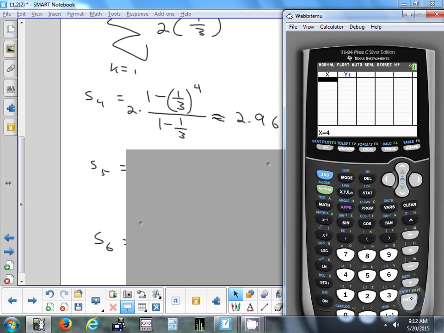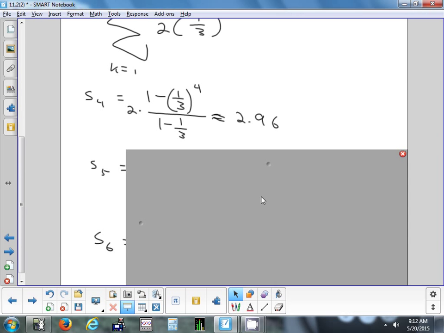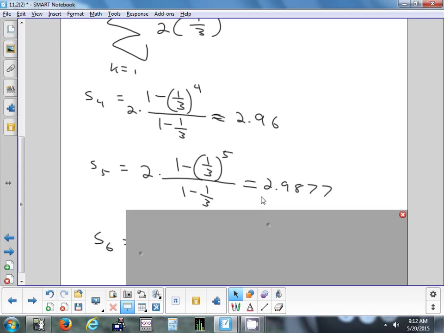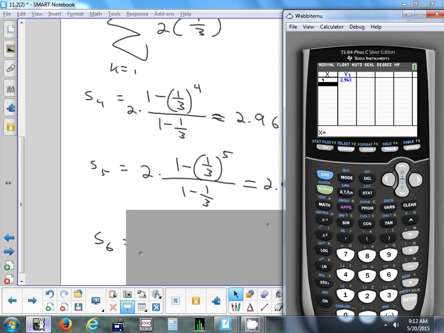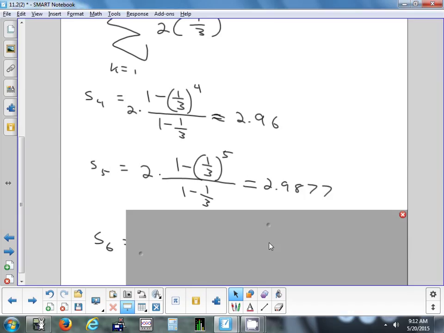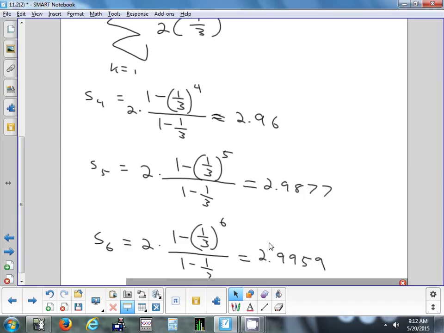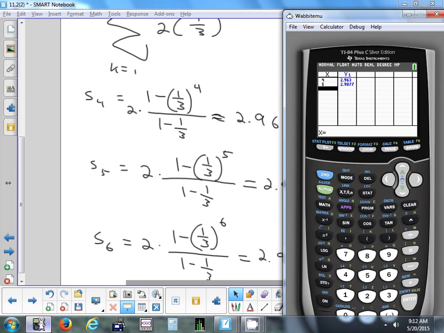All right. So there's our fourth partial sum, 2.96. Okay, fifth partial sum. It'd be 2 times... and the only difference would be change your exponent from a 4 to a 5. So we don't have to do all that out. I already did it. Comes out to 2.9877. We can already see pretty quickly it looks like it's approaching something. Here's our sixth partial sum, 2.9959. What does it look like it's approaching?